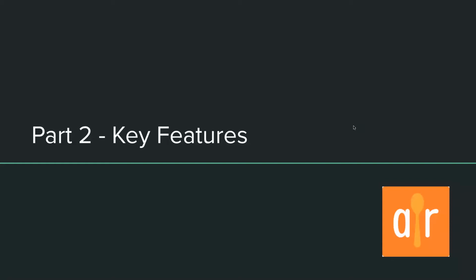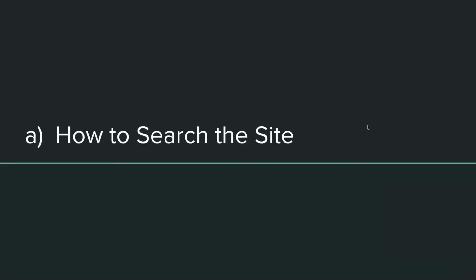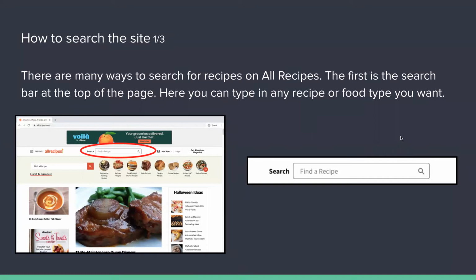Part 2 is key features. The first portion of Part 2 is how to search the site. There are many ways to search for recipes on All Recipes. The first is the search bar at the top of the page. Here you can type in any recipe or food type you want. In these screenshots, you can see the search bar is outlined in a red circle here in the center, and this is what the search bar itself looks like. All you need to do is type into the search bar and click the magnifying glass or Enter.